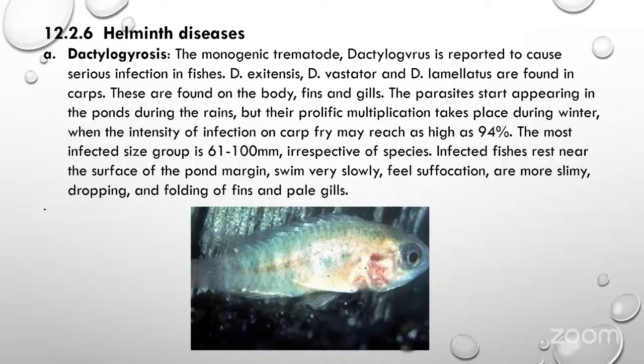The most infected size group is 61 to 100 mm, irrespective of species. Infected fishes rest near the surface at the pond margin, swim very slowly, and feel suffocation. They are more slimy, and drooping and folding of fins and pale gills can also be seen.